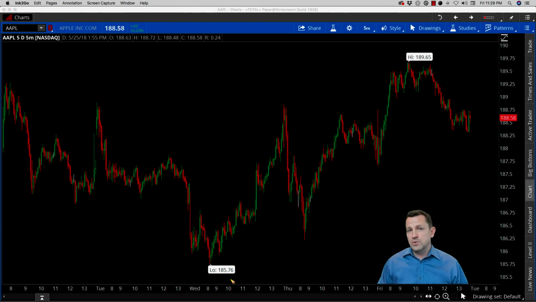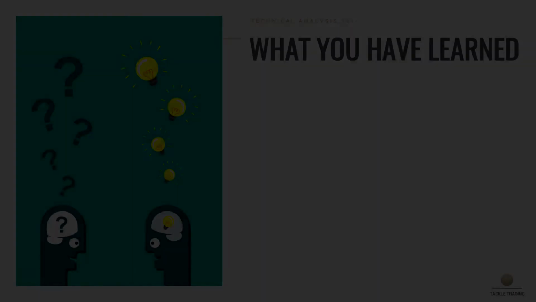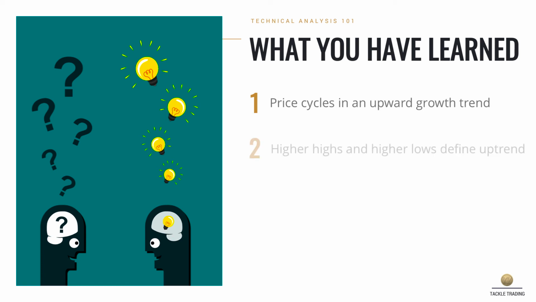So as we get into module 4, we're going to look at downward trends. Thank you for joining us here for module 3, price cycles and uptrends. What we have learned in this module is that there are price cycles in an upward growth trend, that we see cycles within cycles and trends within trends.